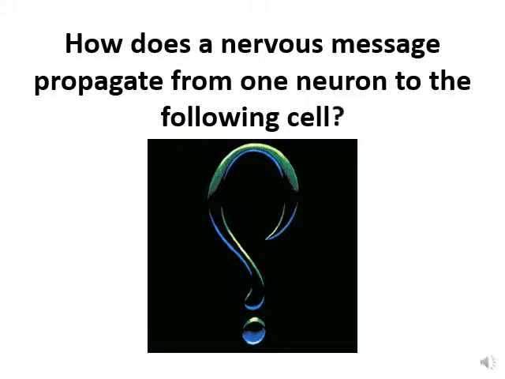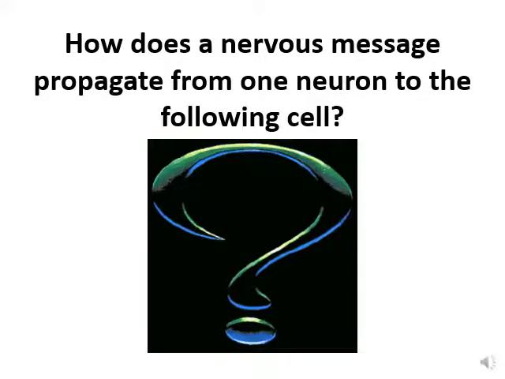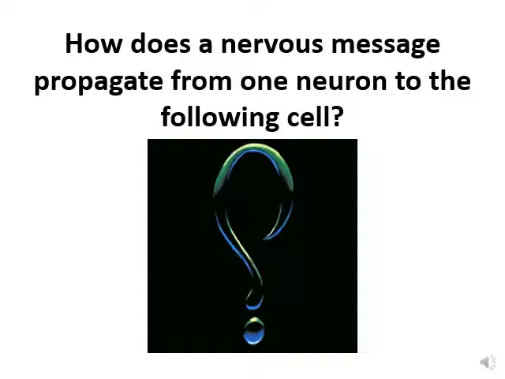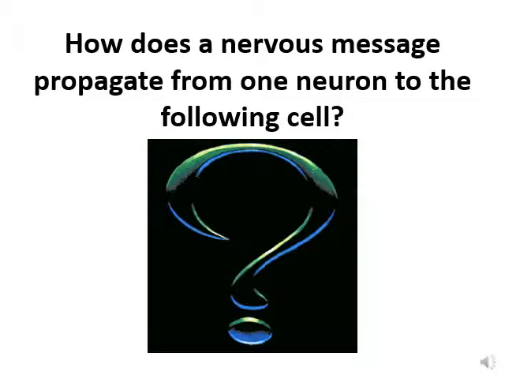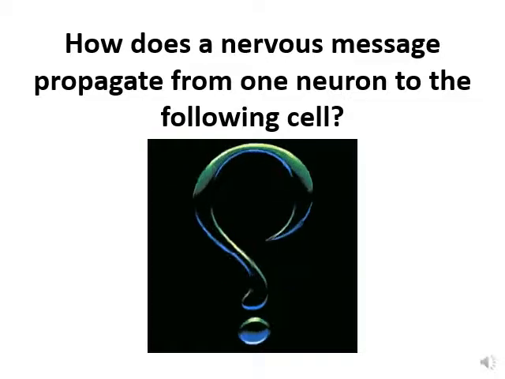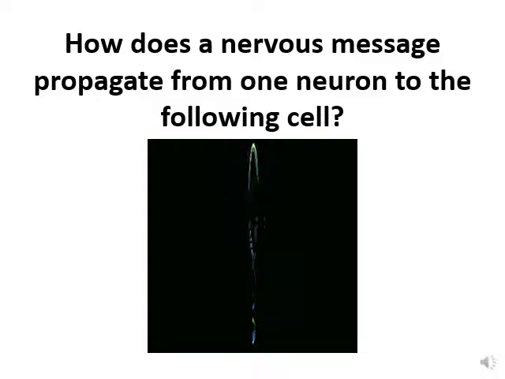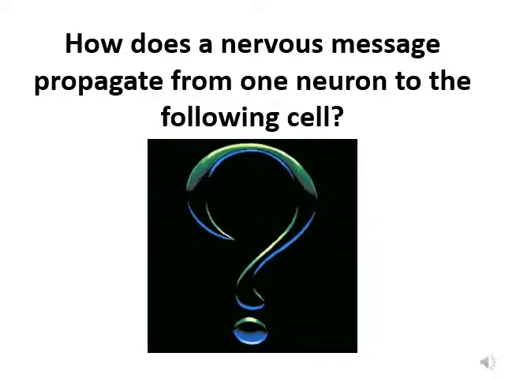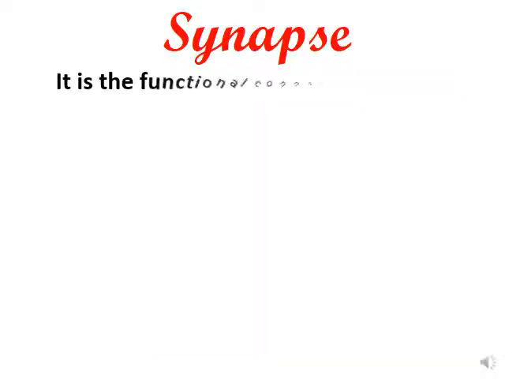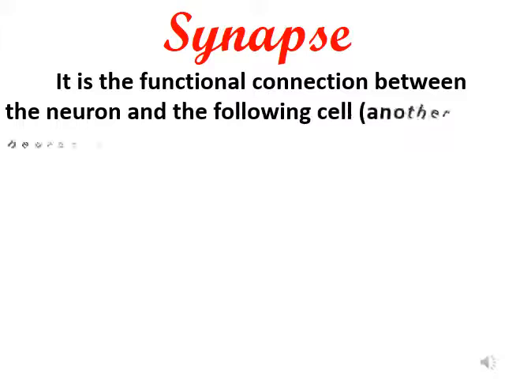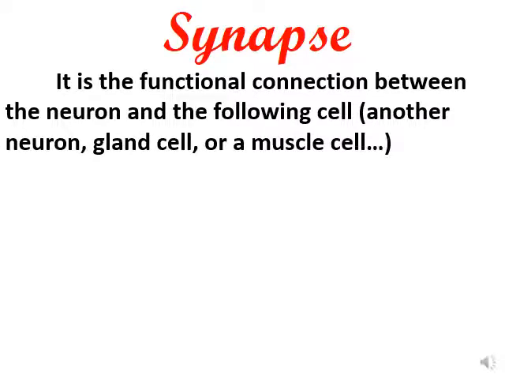How does a nervous message propagate from one neuron to the other cell? Let's talk first about the synapse. A synapse is like a link between a neuron and another neuron, maybe another muscle, maybe another gland. So a synapse is like a link, like a connection. So what is the definition of a synapse? It is the functional connection between a neuron and the other cell. The other cell is not always a neuron. Maybe it's a neuron, maybe a gland, maybe a muscle.